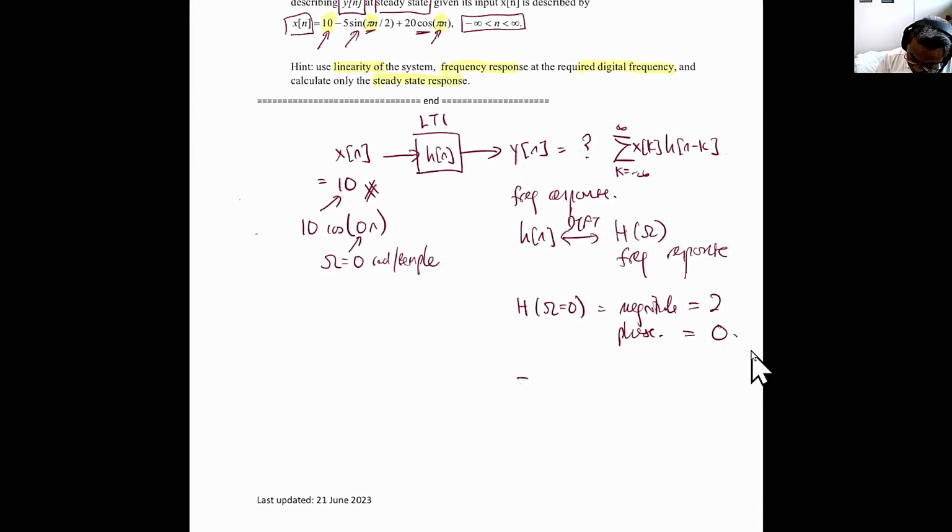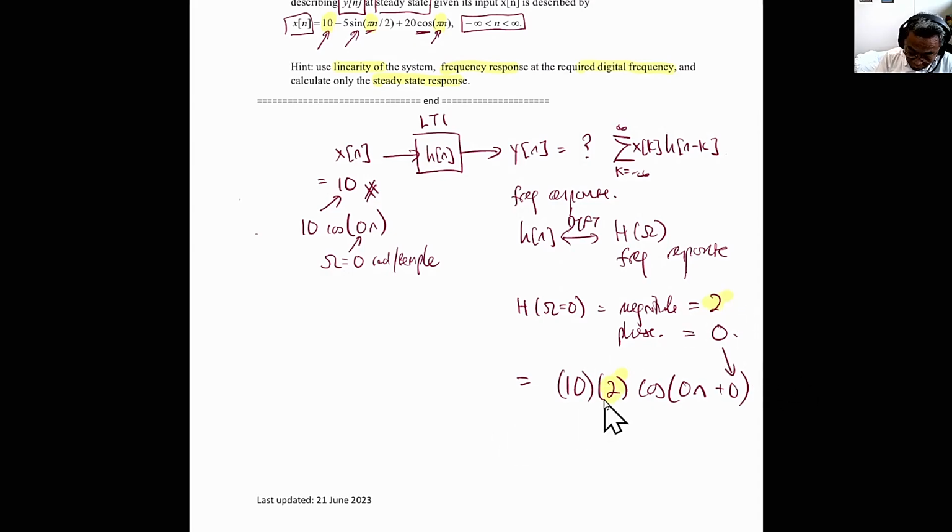So the output when the input is 10 cosine 0n is basically the original input, 10, times the magnitude gain, which is 2, remaining as the cosine 0n with a phase shift of plus 0. So this 0 comes from here and this 2 becomes this 2 here.